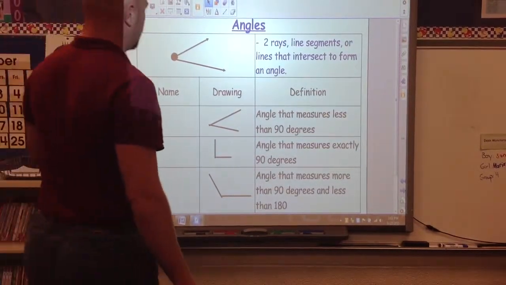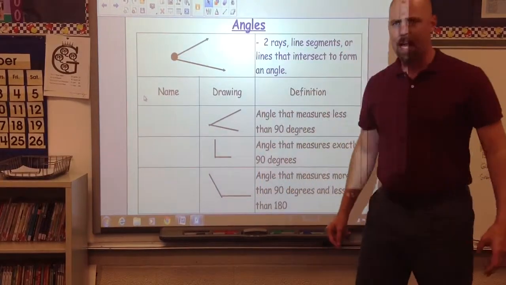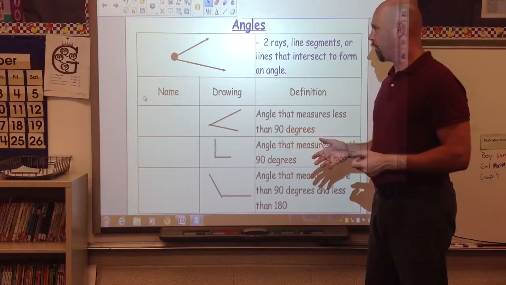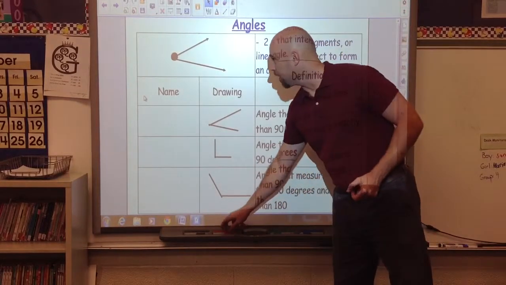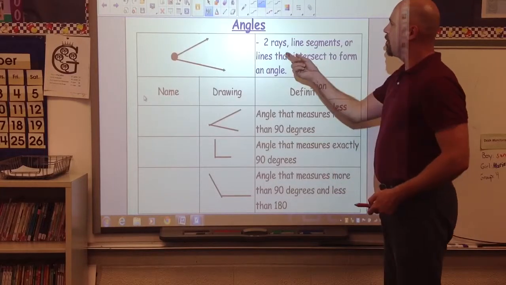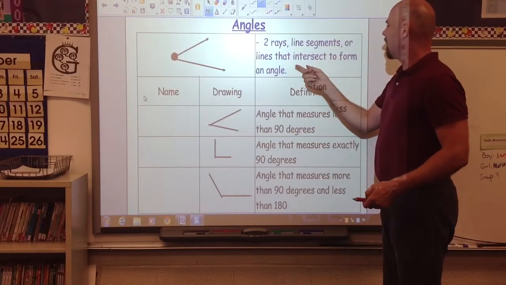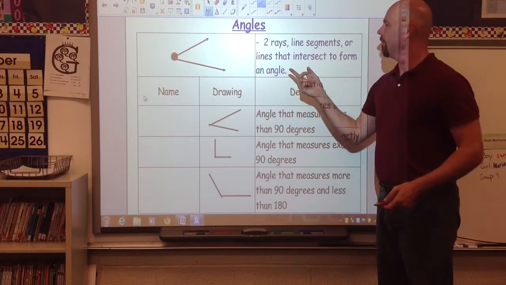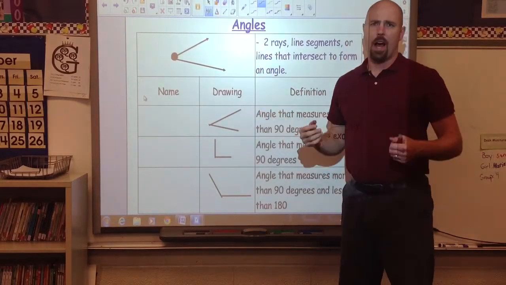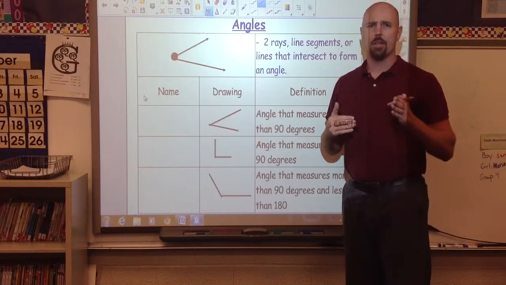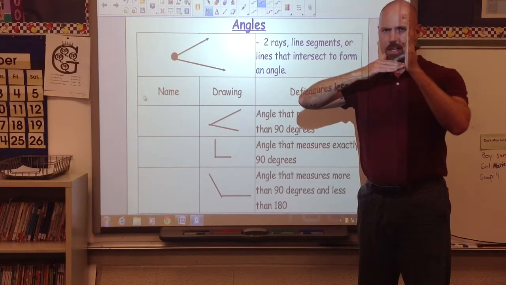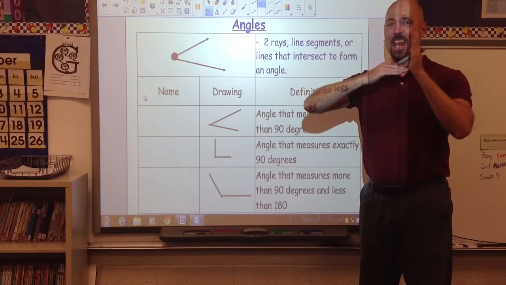Hey everybody, today we're going to take a look at naming angles and the three main types of angles we hit in 4th grade. So let's start off at the beginning and look at what an angle actually is. An angle can be two rays, line segments, or lines that intersect to form that angle. Okay? Now I know a lot of us are used to seeing arrows on the end. I tell kids also remember that angles are part of shapes. So if I have a square and I have an angle where those two lines hit, those don't have arrows on the end. That's still an angle there.